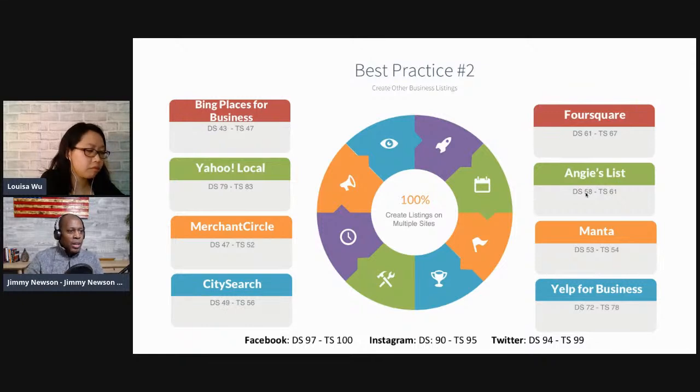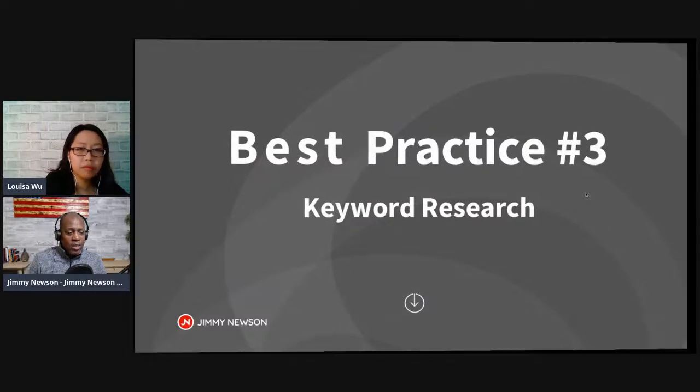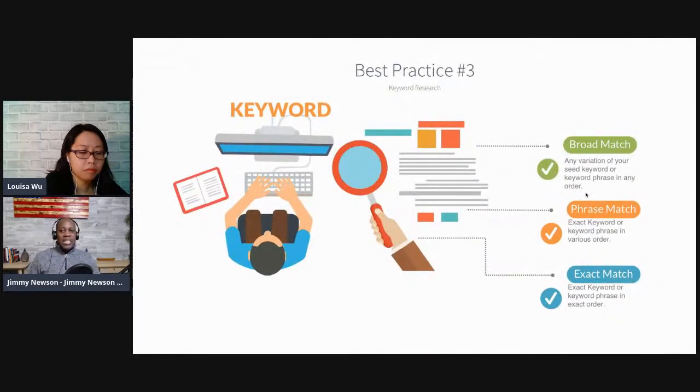So best practice number 2, get these additional listings for your business if it makes sense. And for most businesses, these particular ones make sense for 90%, if not 99% of all small businesses that are out there. Okay. So let's move on to best practice number 3. We're going to talk about keyword research. Now, this one is a tough one.